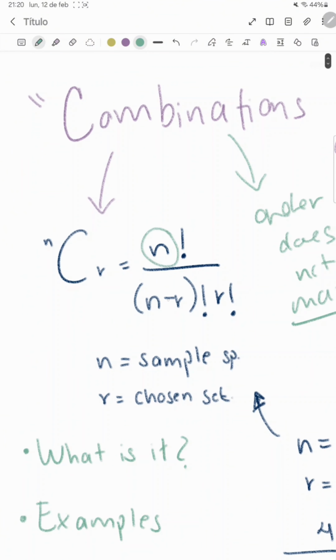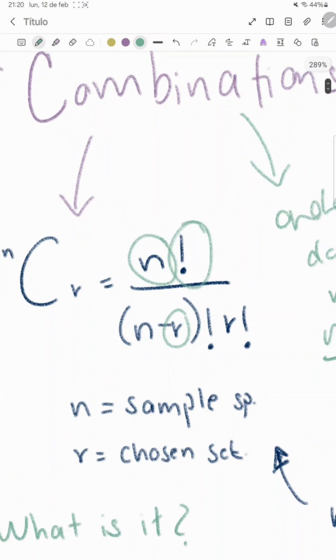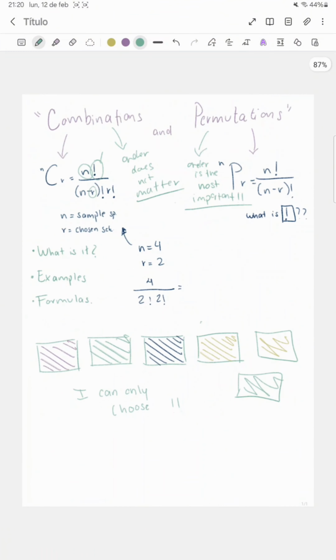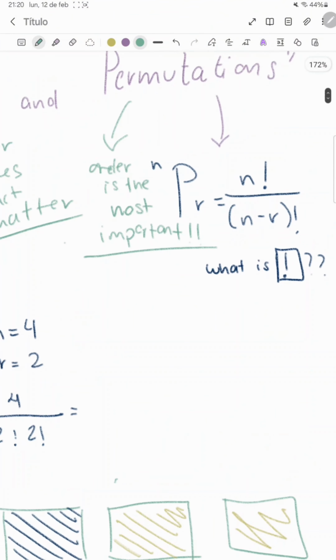We're going to see that we have an N, an R, and an exclamation sign. So basically, this N is the sample space. The sample space refers to everything that we have, everything that is presented. The R is going to be the chosen set. Basically, the special stuff that we're going to pick from our sample space, that is the R. And now we have this exclamation sign. This exclamation sign is called factorial. We also have the same values in permutations, but we can see they're arranged in another way.